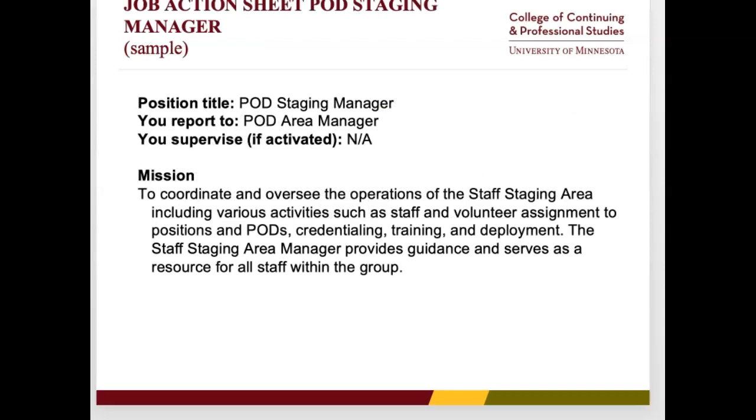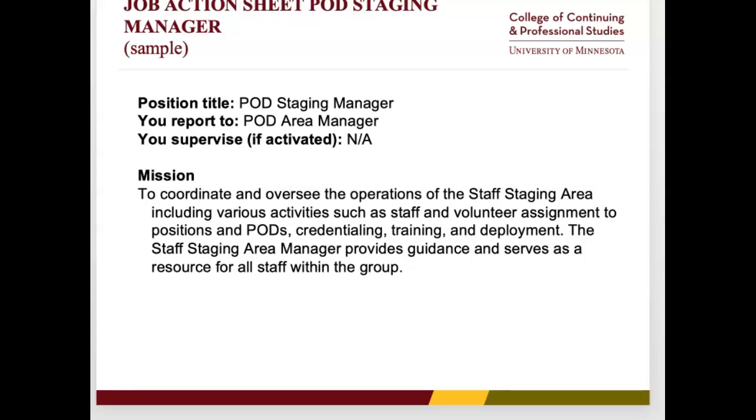So your job action sheet, pod staging manager, here is a sample. So the mission of this role is to coordinate and oversee the operations of the staff staging area, including various activities such as staff and volunteer assignment to positions and the pods, credentialing, training, deployment. So this person provides guidance and serves as a resource for all staff within the group. This is just one sample of many different kinds of jobs that should be in your disaster action kit.